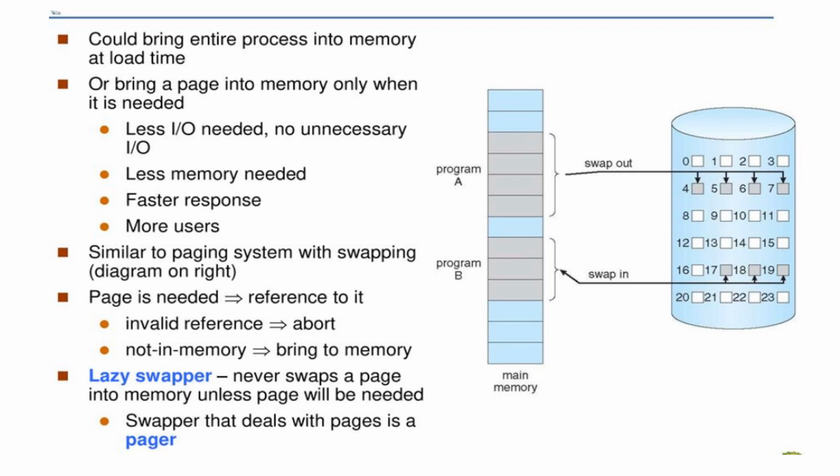Lazy swapper. It never swaps a page into memory unless page will be needed. Swapper that deals with pages is a pager. In the figure, we observe that program A is swapped out and program B is swapped in.